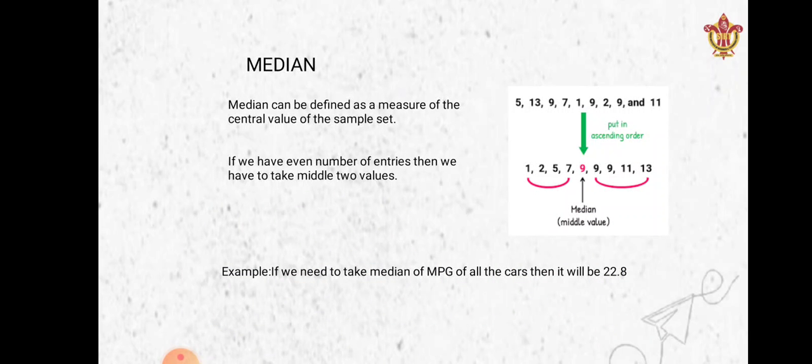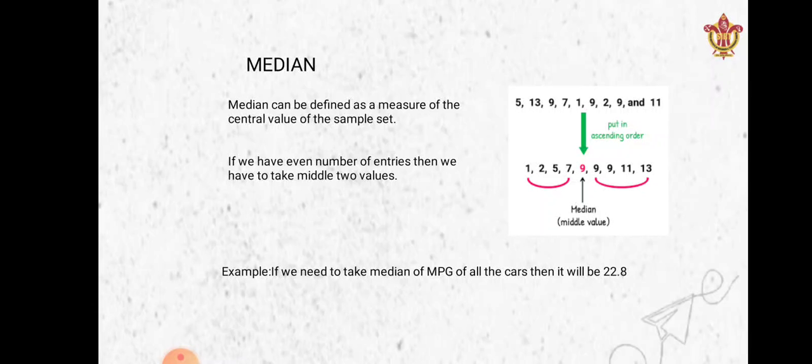Okay. Coming to the next topic, which is median. Median can be defined as a measure of the central value of the sample, right? For calculating the median, whatever sample values are given to us, we first need to arrange them in ascending order. After arranging in ascending order, we calculate the center value, or the median value.